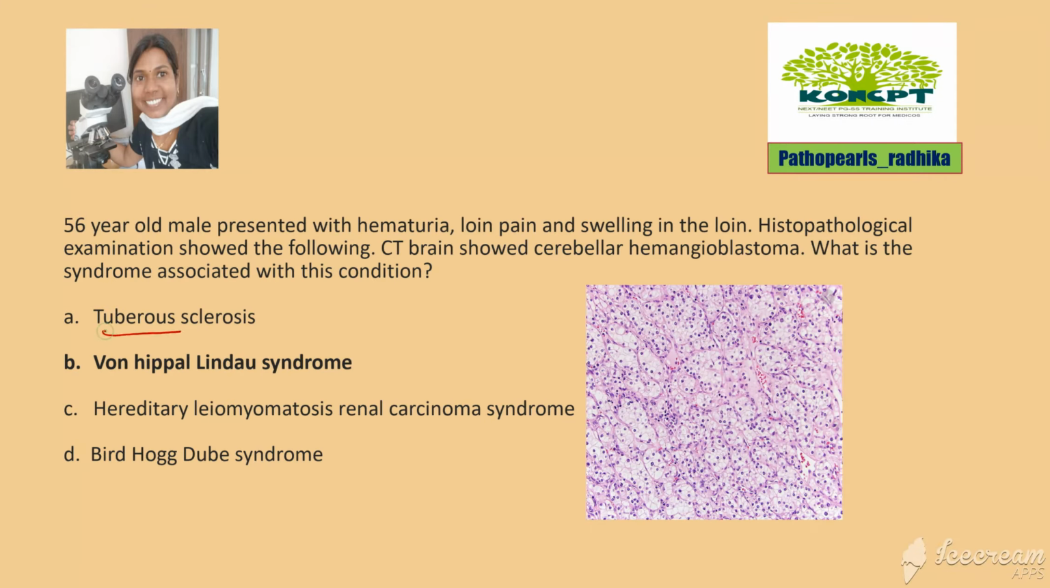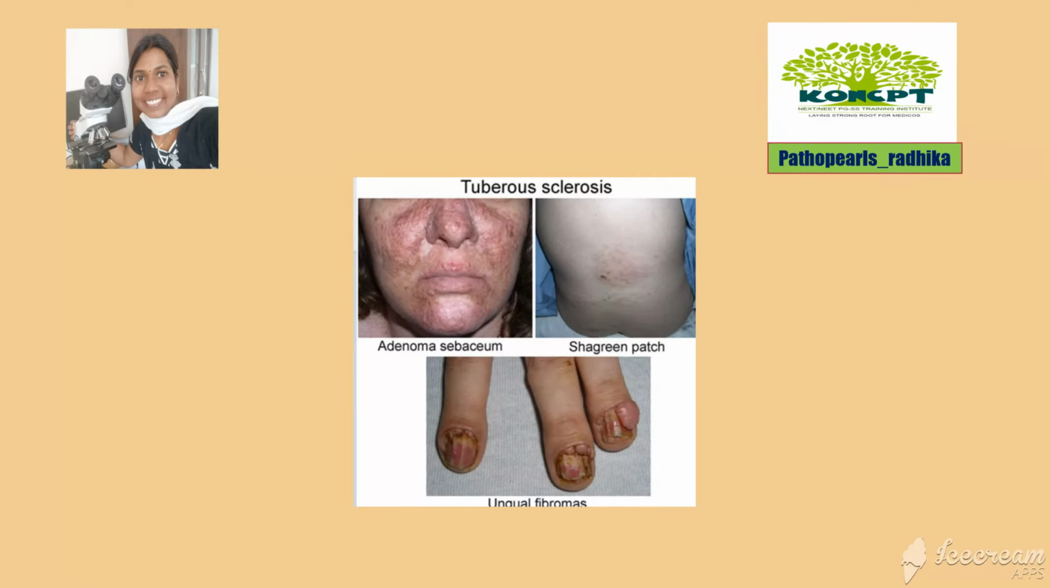So you have something called tuberous sclerosis. What is tuberous sclerosis? It's a neurocutaneous syndrome. The name is because you have tuber-like lesions in the brain. What is this tuber-like lesion? Tuber means something which grows beneath the ground, like your potatoes. So what are those tuber-like lesions? You have multiple hamartomas in the brain.